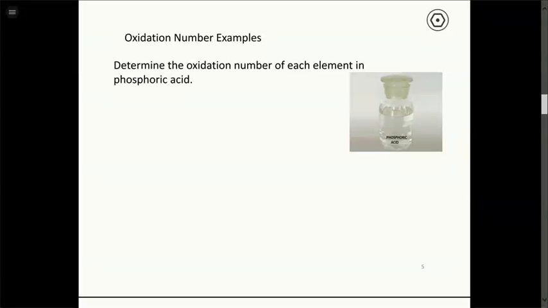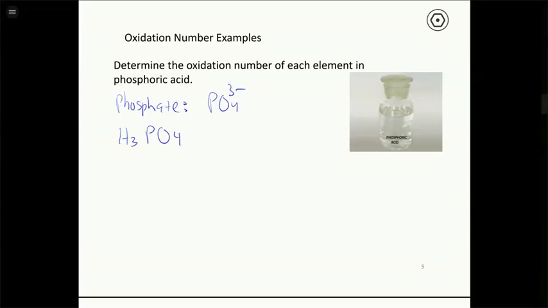All right, so for phosphoric acid, we have, remember, the name comes from the name of the anion that makes it up, so we're doing some review here on acid nomenclature as well. Phosphate is PO4 3-, which means phosphoric acid is H3PO4. All right, so when we have a compound like this, we can first assign the obvious oxidation numbers first.